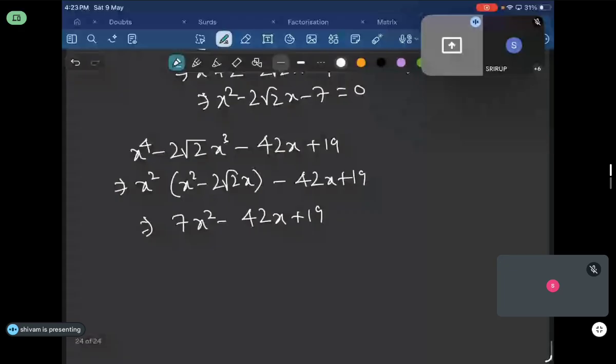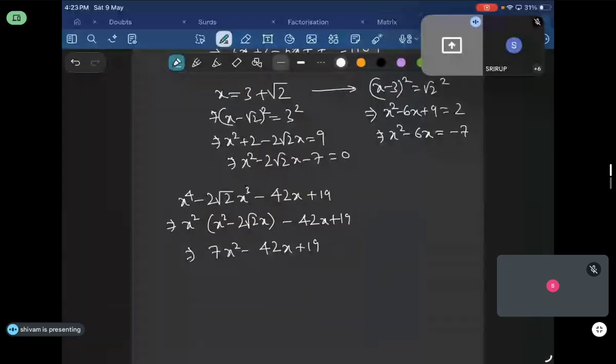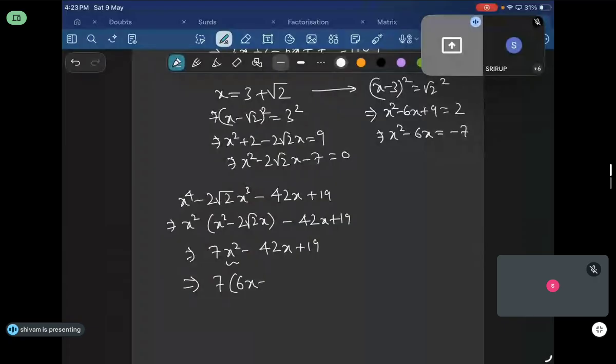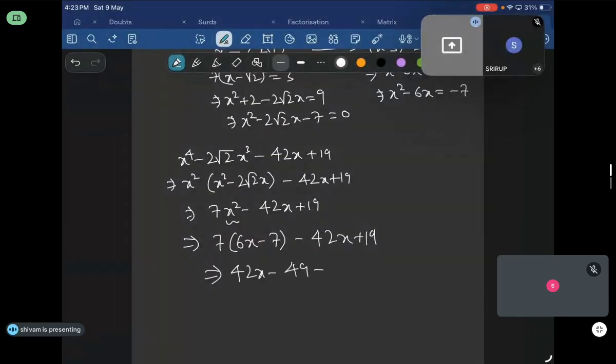So from here, x square is 6x minus 7. Let us substitute. We'll get 7 into 6x minus 7 minus 42x plus 19. Everyone, 7 into 6x will give us how much? 42x minus 49 minus 42x plus 19. These two get cancelled. What is minus 49 plus 19? Minus 30. Minus 30 is the correct answer. You have to use the quadratic according to the coefficients given in the expression. It's important.